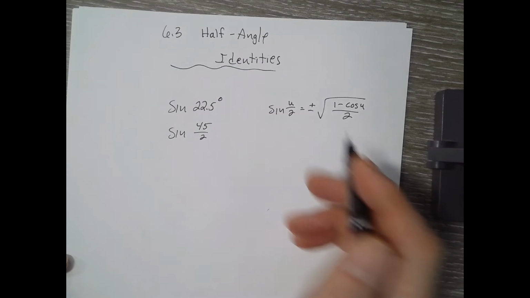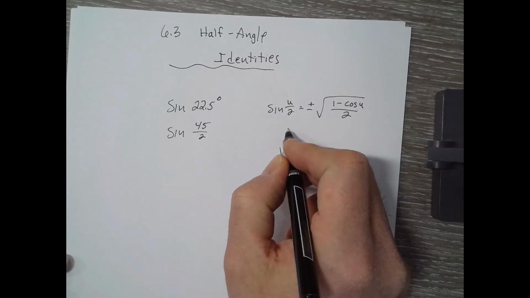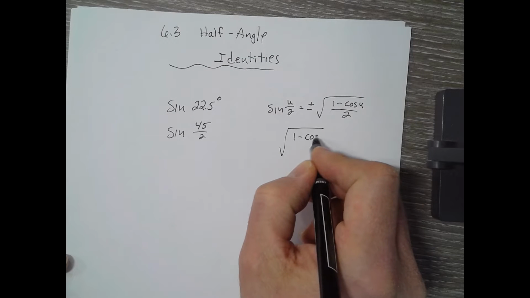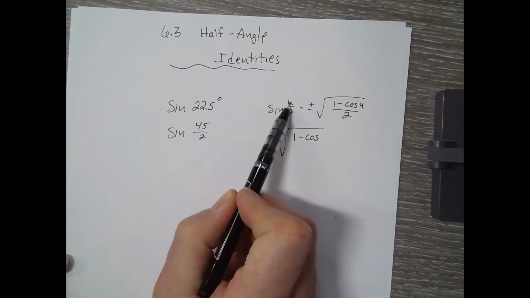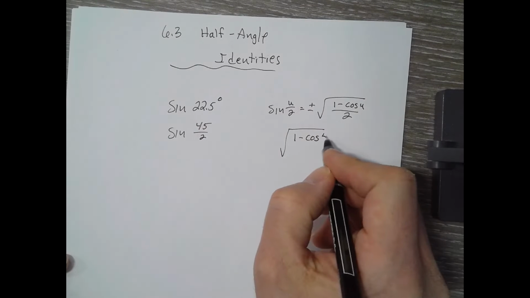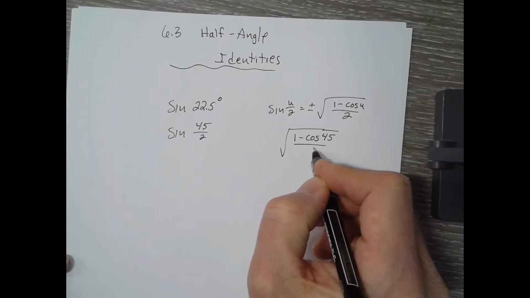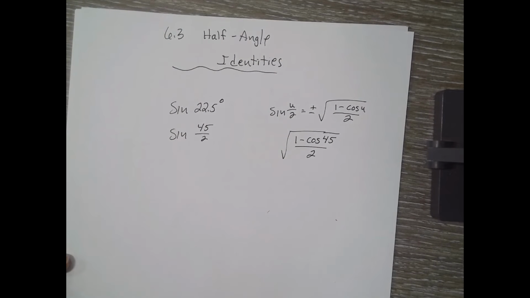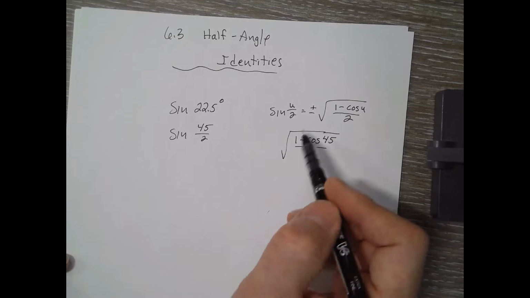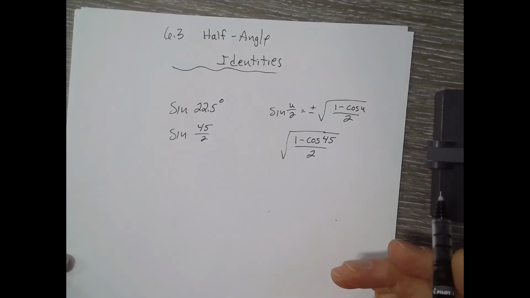So we need to figure out the square root of 1 minus cosine of 45, because my u is what goes on top, over 2, and I chose the positive one. Okay, so that's half of the work. Half of the work is setting up the problem. Now we just have to evaluate and simplify.